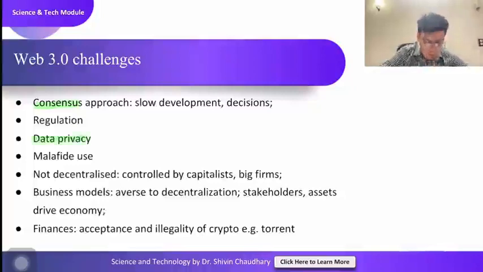Data privacy is an issue. Why? Because of the hateful content that is there, the malicious use that's possible, and the hacking of your computer. Not that a central authority will take your data, but somebody can take your computer. That is the problem. It is not decentralized, right? And then the rest you can read. Whatever the issues of cryptocurrency are, they are there in this too, right?